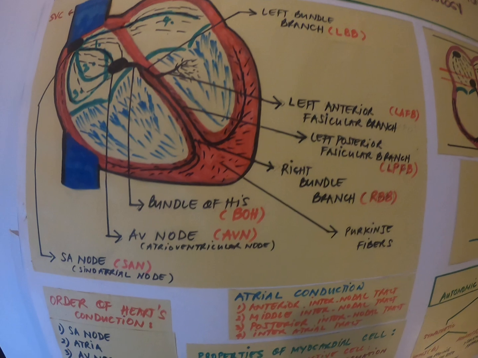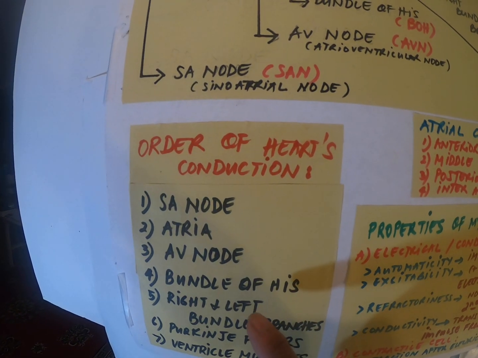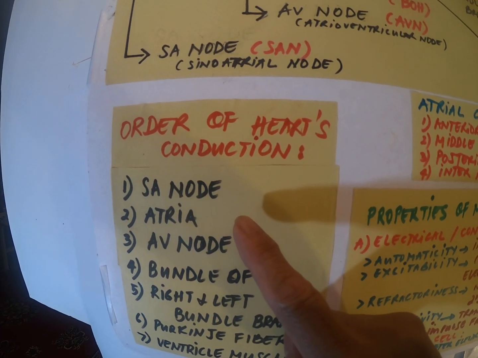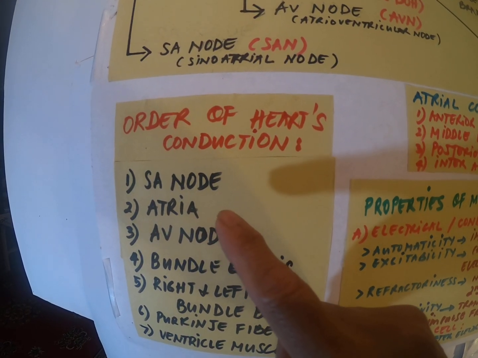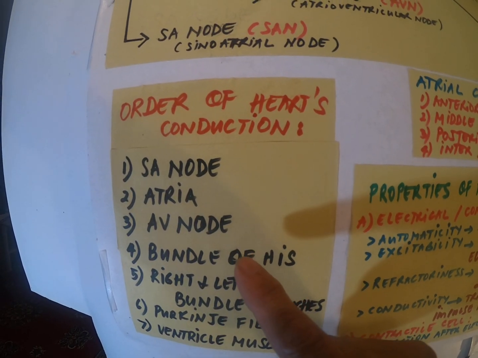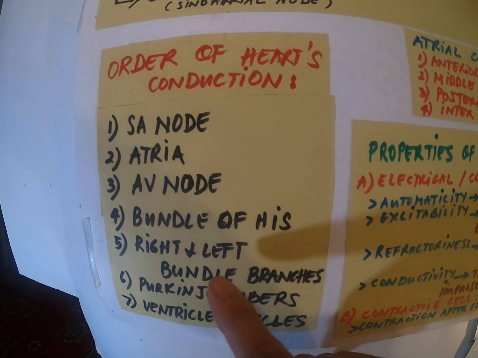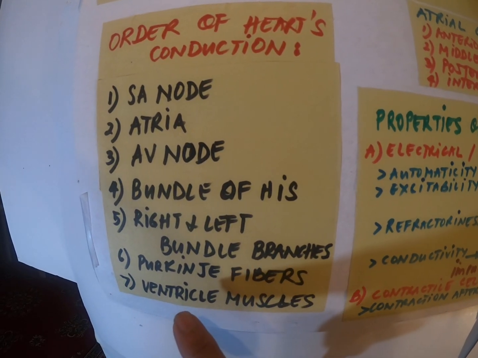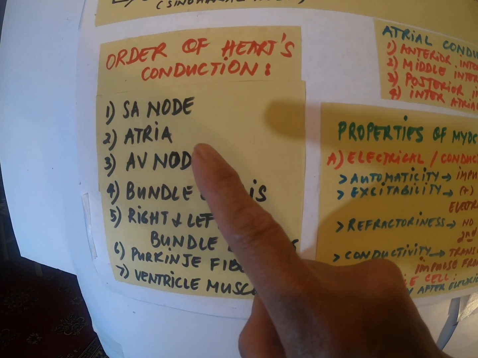So going over to the order of travel of the electrical impulses. The SA node will generate the electrical impulses. Electrical impulses travel to the atria via these internodal tracts, interatrial tracts, to the AV node. There's a delay there. Proceeding to the bundle of His, to the right and left bundle branches, to the Purkinje fibers, followed by ventricular contraction. The same with the atria, followed by atrial contraction.